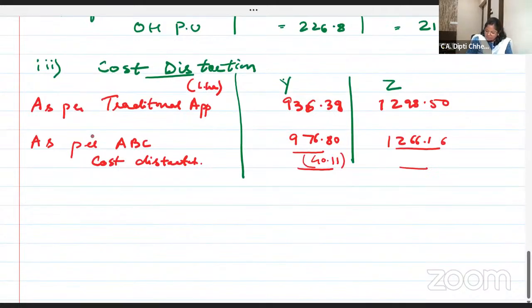$40.11 more you have taken. Here you have taken less. So you can quote the correct price, add your profit, and get the correct margin. But for this, you need all the detailed data: number of orders, number of inspections. If it's a small firm where they are not using ERP and SAP and all, it is very difficult.